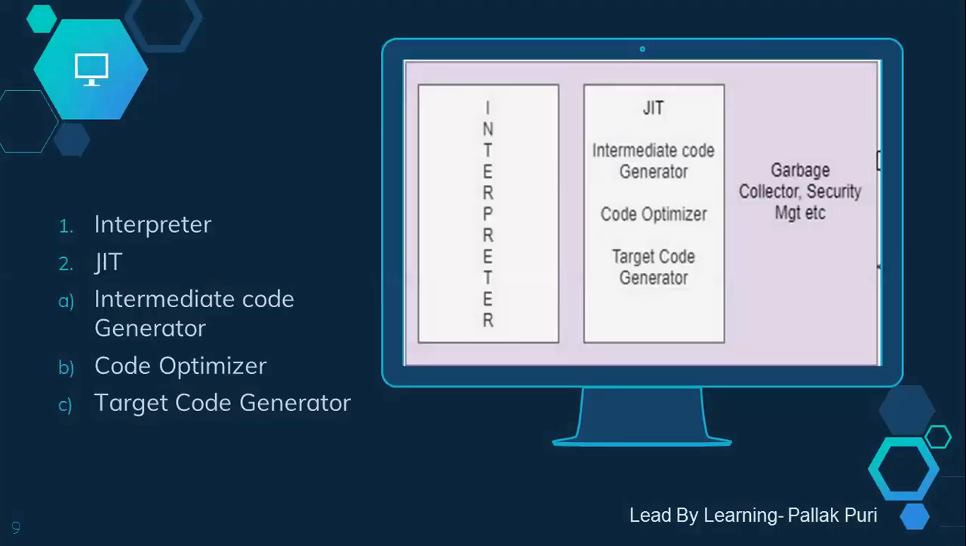Next we have the third component of the JVM, which is the execution engine. The execution engine is basically responsible for executing the program. There are two important parts in the execution engine. The first one is the interpreter and the second one is JIT, which is just-in-time compilation. The interpreter reads, interprets and executes the Java program line by line. As we know, it interprets the code line by line.